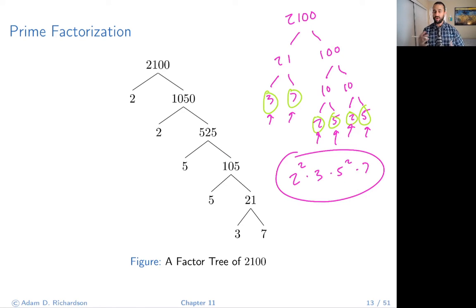So just keep in mind that you can factor these in any way that you want. For me, because I tend to get overwhelmed sometimes by large numbers and dividing them, I just tend to go for the smallest prime that I can think of. But you can do it whichever way you would like.